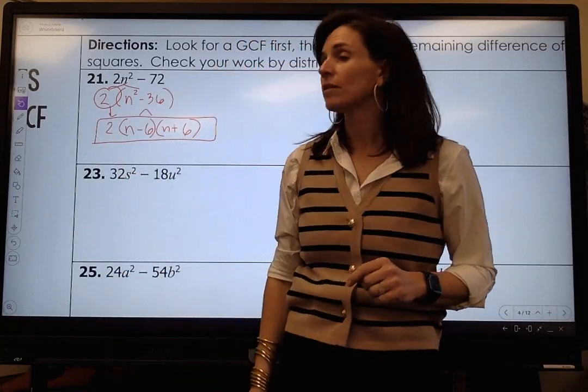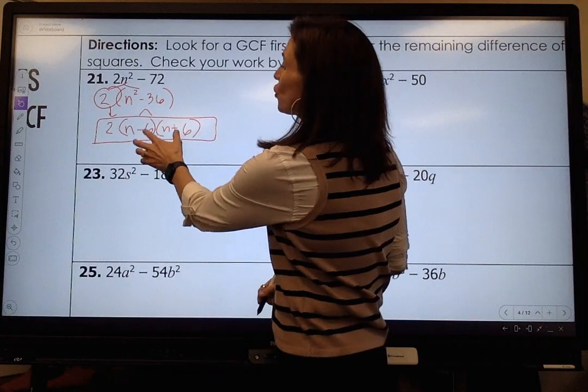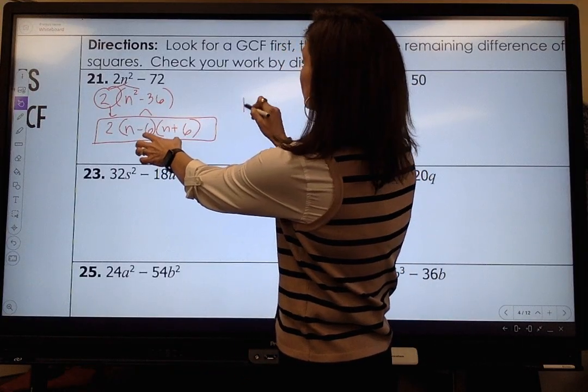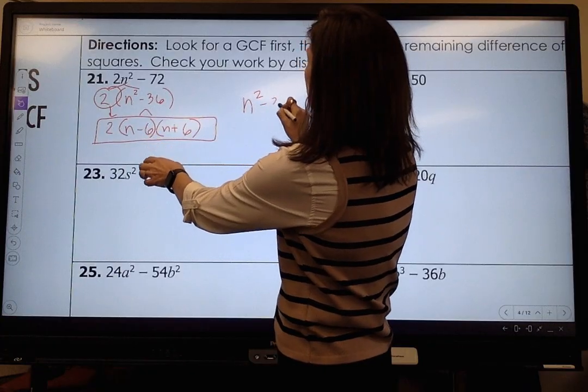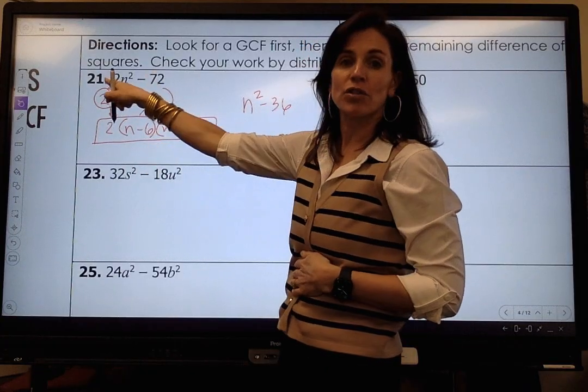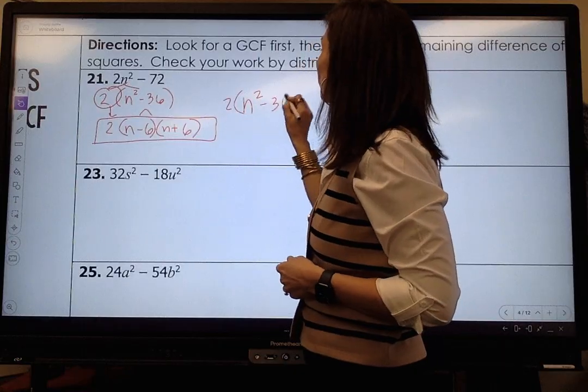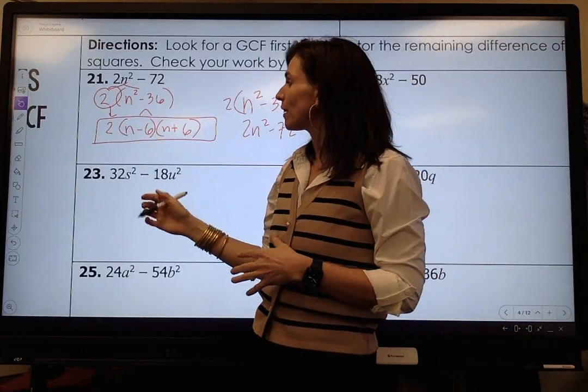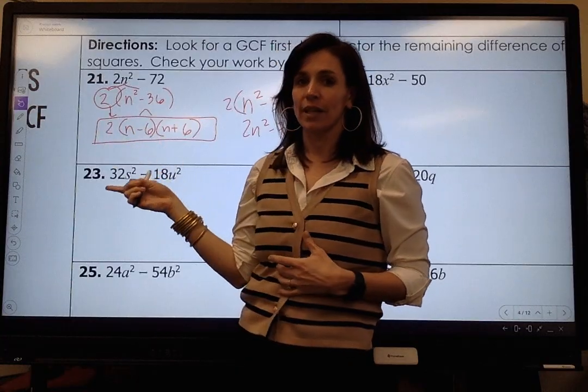This is my whole answer, okay? If I just check this part, n plus 6 and n minus 6, I get n squared minus 36. That doesn't give me my original, because you then have to multiply by the GCF to get n squared minus 72. So when you check your answer, you got to multiply all of these together, okay?